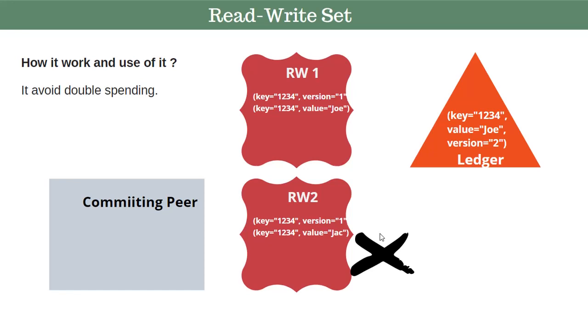So this is how double spending is avoided or handled in Hyperledger Fabric, because the version plays a very important role here. The version is the main thing the committing peer validates, whether it is matching or not. As long as your version is matching, you will write the information. If the version is not matching, you will simply say this is an invalid transaction. So this is how the read and write set play a very important role in Fabric.